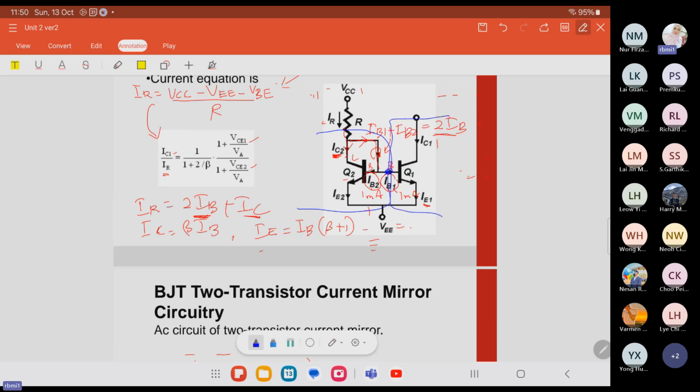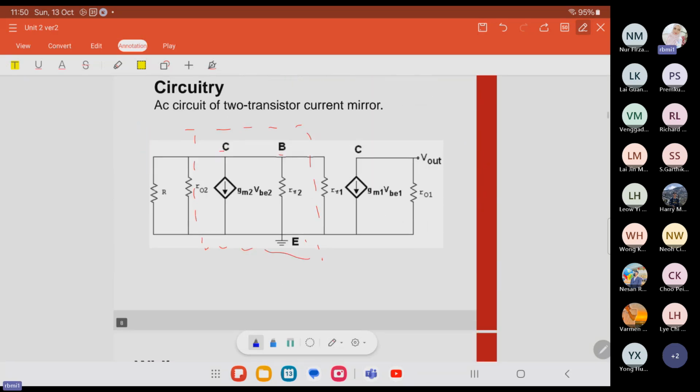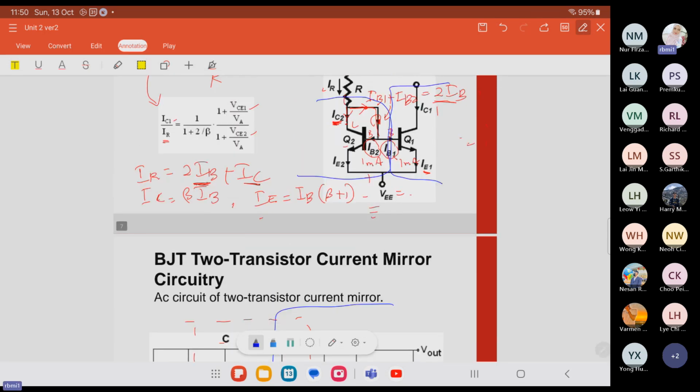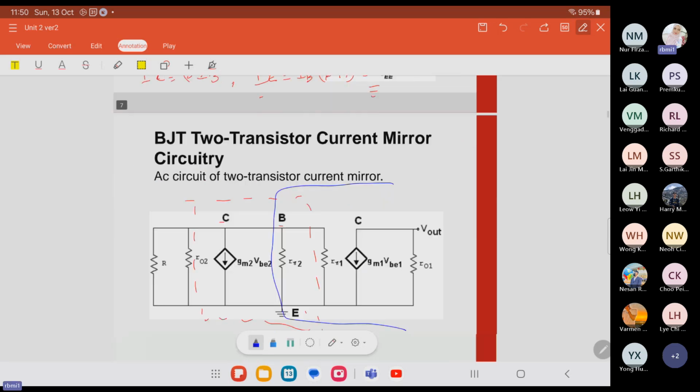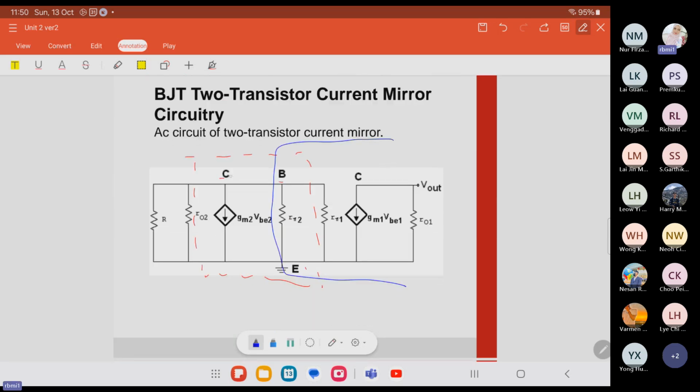They overlap, redundant at the base. Same goes here. This is Q2 and the other side is Q1. They have connections at the same node for the base. That is why here we have C. This is for C2, this is for C1, and this is for base 1 or base 2.